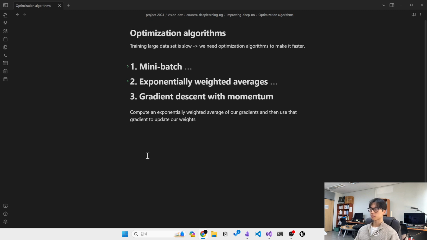As a motivating example, let's say that you're trying to optimize a cost function which has contours like this. The red dot denotes the position of the minimum. Maybe you start gradient descent here, and if you take one iteration of gradient descent, either batch or mini batch, maybe you end up heading there. But now you're on the other side of this ellipse. If you take another step of gradient descent, maybe you end up doing that. And then another step, and so on.